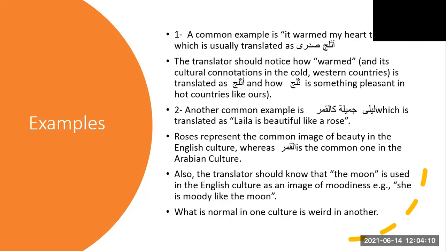Okay, so if you come across Layla is beautiful like a rose, you do not translate it as Layla جميلة كالوردة. That's not common in our culture. We say جميلة كالقمر. What is normal in one culture is strange and weird in another culture. This is the meaning of cultural substitution. And that's why you have to know and understand your text first. Remember, analysis of the text, pre-translation.